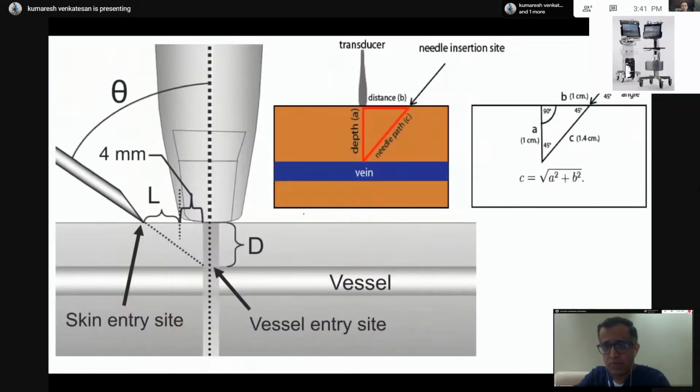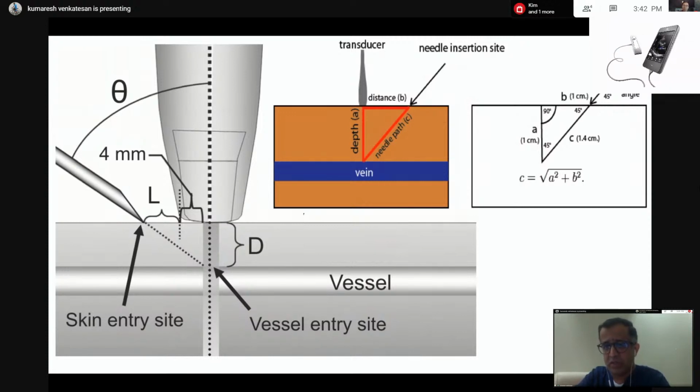Okay, this complex looking slide, I just wanted to illustrate two points. How do we decide the skin entry site? How I decide is I look at the distance from the skin to the vessel entry site, or the distance between the skin and the anterior wall of the vessel. And I use the same distance from the midpoint of the probe to make the skin puncture. Why do I do that?